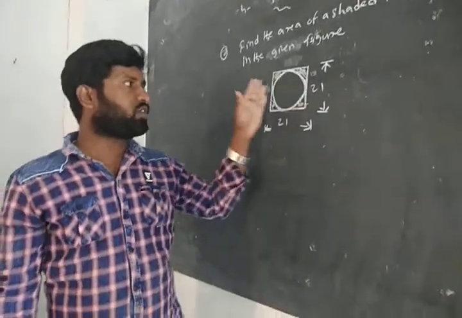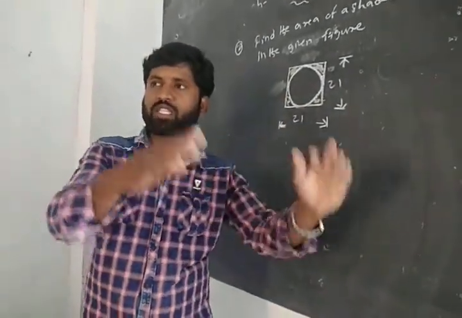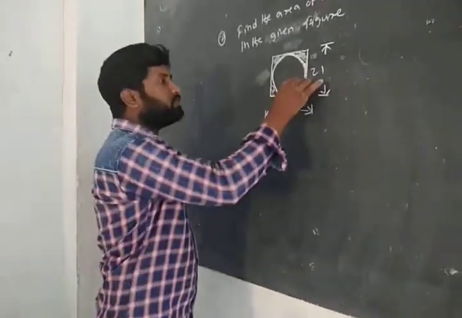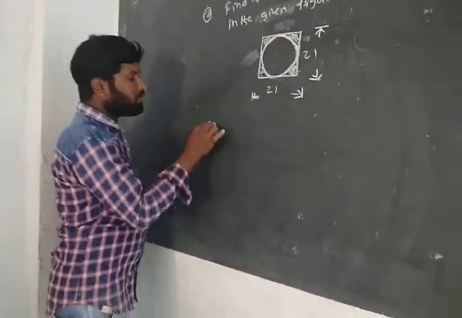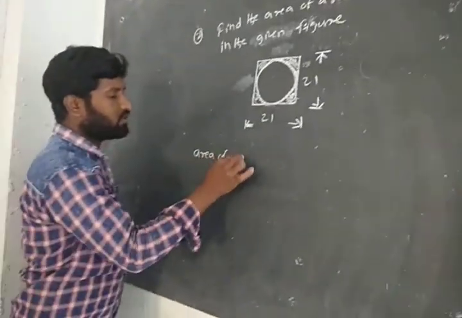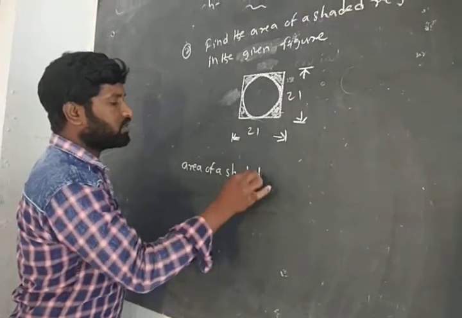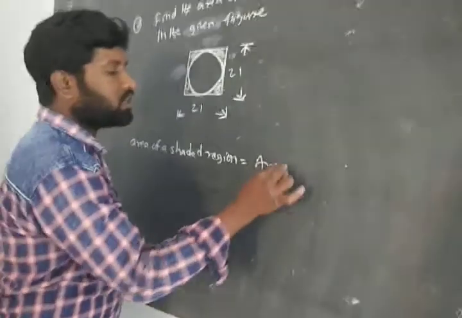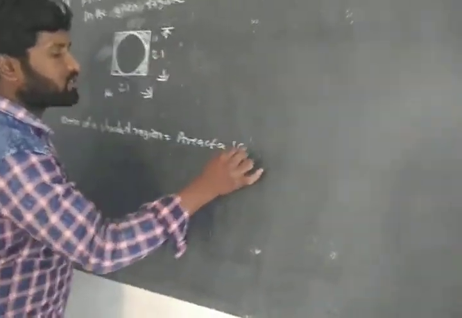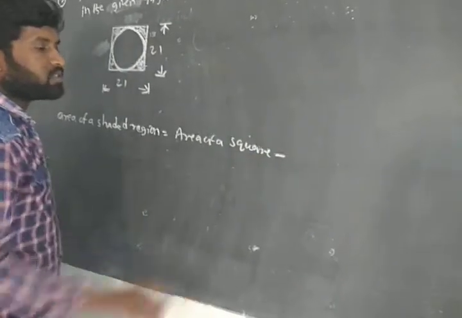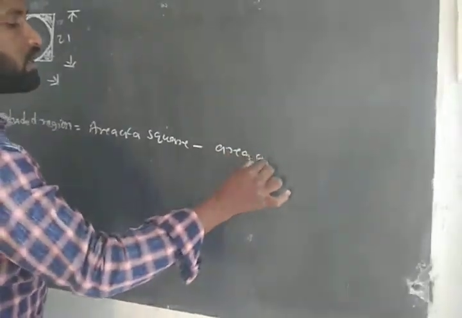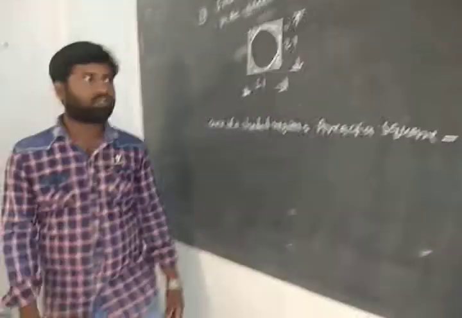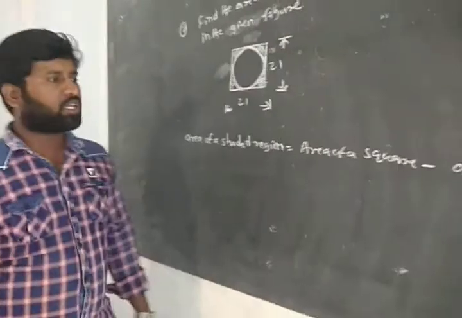Then from the area of the square, if we subtract the area of the circle, what remains is this shaded part. So that's why what I am doing here: area of the shaded region is equal to area of the square minus area of the circle. Okay, now try to observe everyone what I am doing here.